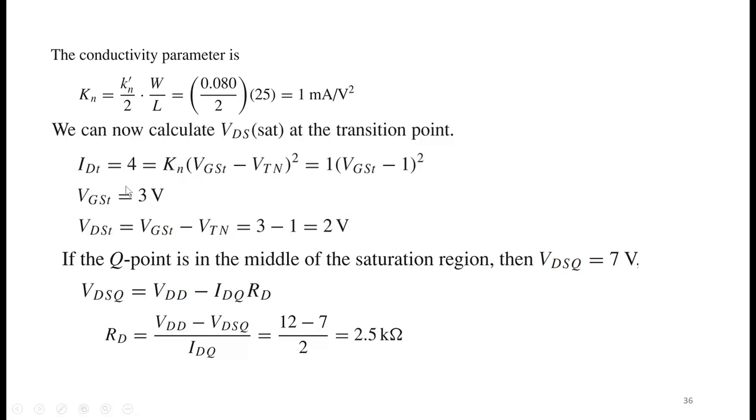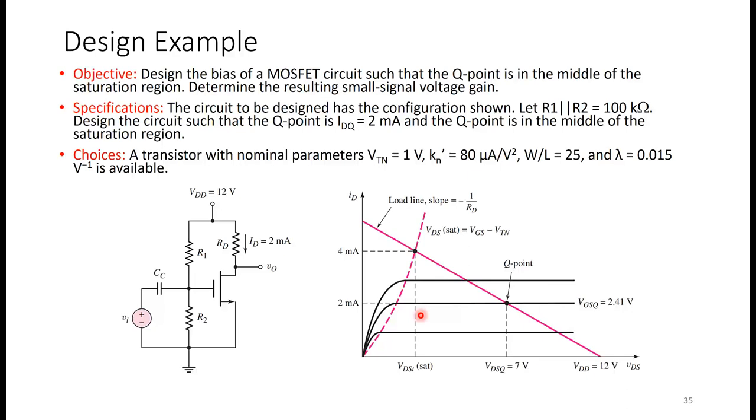Because we're talking about biasing in the saturation region, it is sensible to assume that it is in saturation. So IDT will give you a gate source voltage of 3 volts. And if I know VGS at the transition point is 3 volts, then I know that VDS at the transition point is 2 volts. If VDS at the transition point is 2 volts, then I can estimate where the middle of the saturation region is. Based on a calculation of IDS, I get VDS sat to be 2.